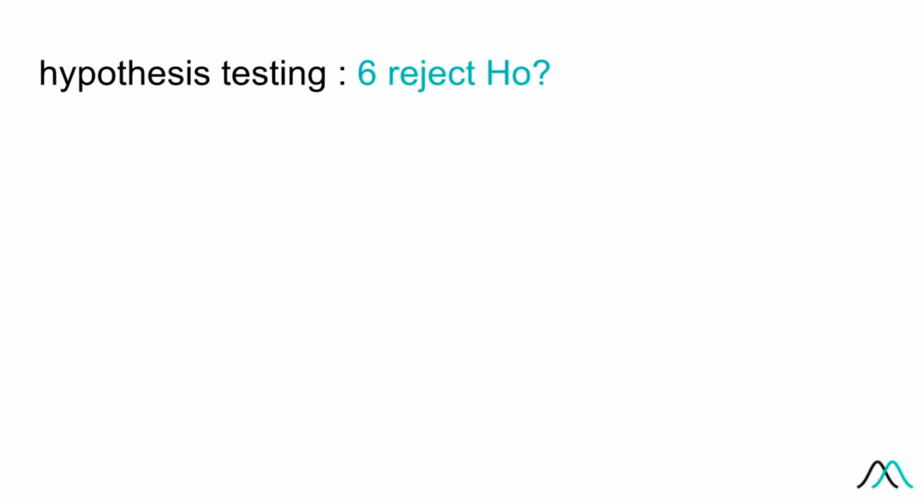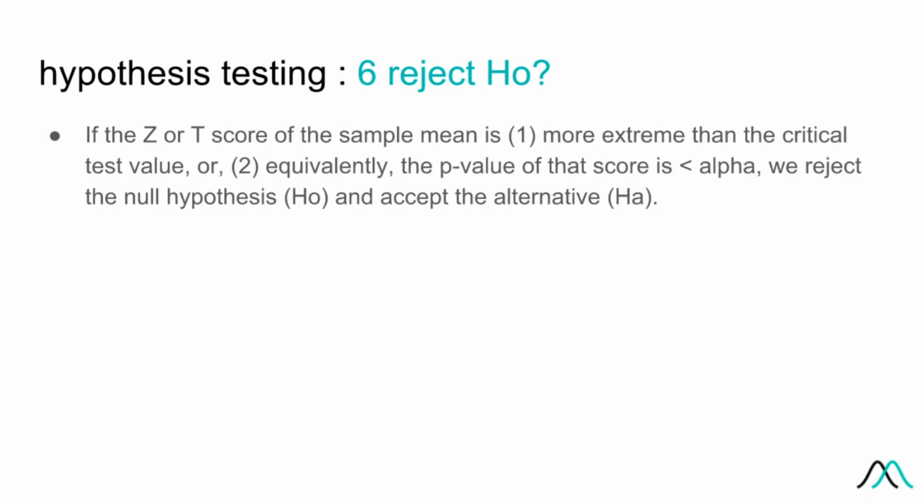So to see if we can reject H0 or not, we have two equivalent options. We can, 1, compare our test score, the t-score that we just got, to the critical value, which was set by alpha in the tails of the test, or 2, we could compare the probability of this test score directly to alpha. So then, if the test score of the sample mean were to be more extreme than the critical value, or its p-value was less than alpha, we would reject the null hypothesis.